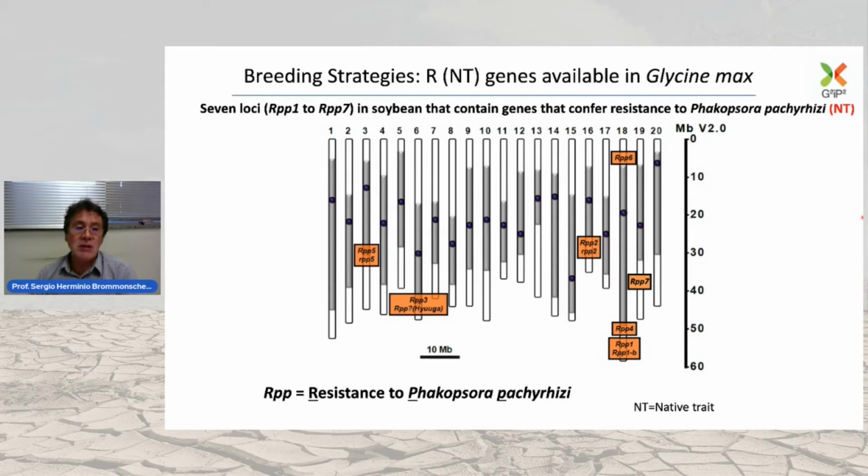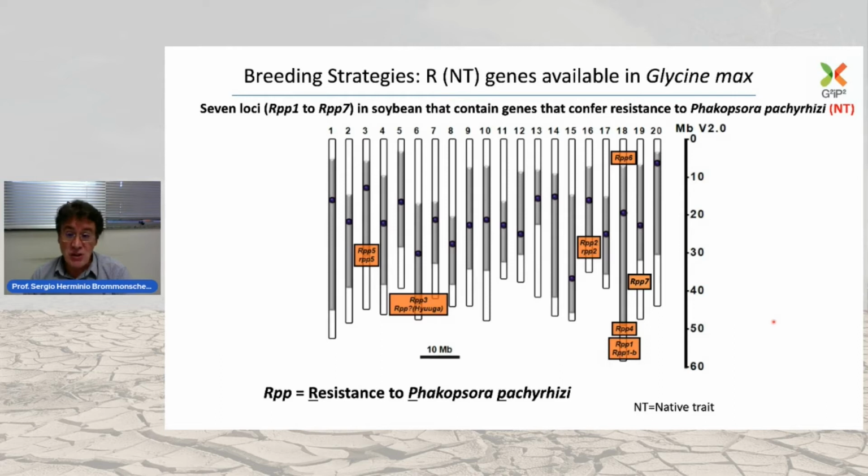I'm going to talk a little bit about three strategies that can be used to control Asian soybean rust by using genetic strategies. One is to use native genes. In soybean, you have, as already described, 7 loci called RPP1 to RPP7. We have dominant and recessive resistance genes at these loci, just to give an overview of these different loci.